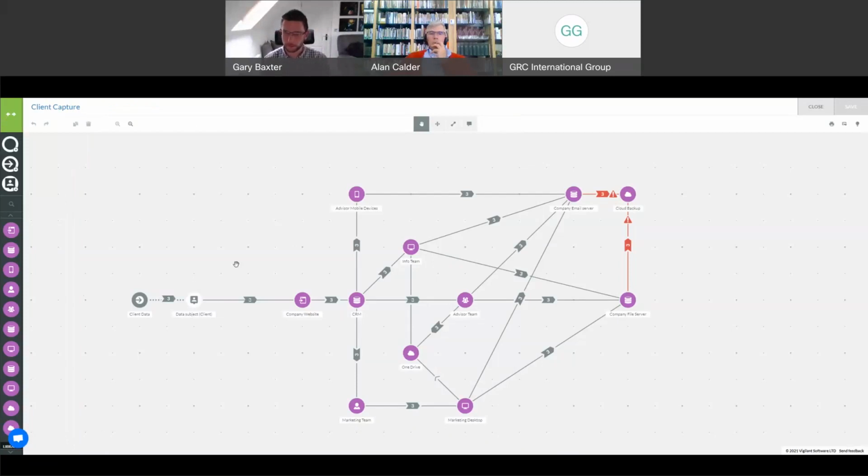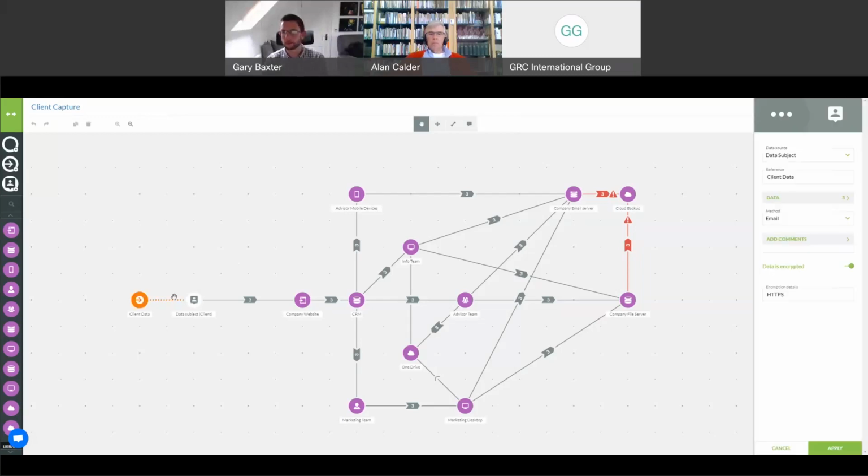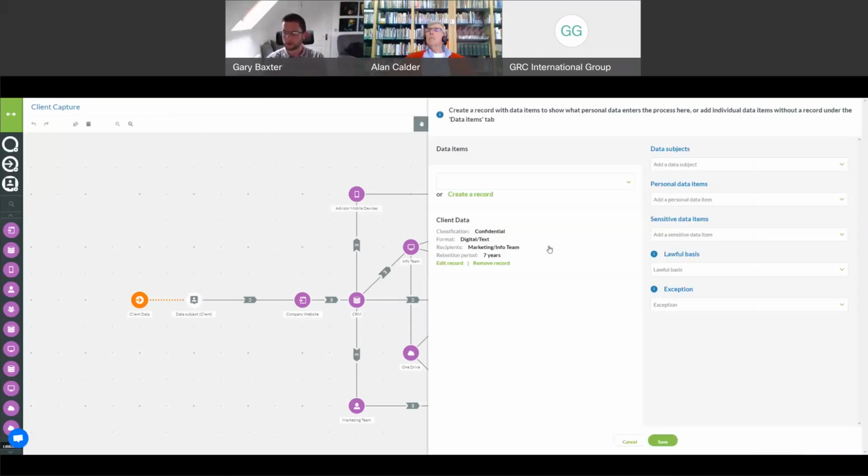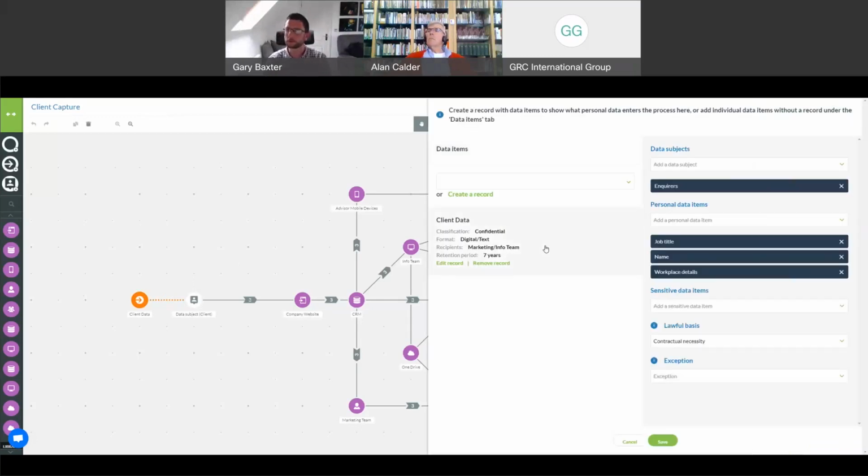Once the makeup of the process has been made, so we can see here that I've completed mine, we show where it's going through our organization, we can then start to show the data itself. So where is it coming from? Is it from a data subject? Is it from a broker? Is it from a third party? We can reference that information. We can create PII records. So the data subjects themselves, are they inquiries along with their personal data items? If there's sensitive information involved, what's the lawful basis behind it, and any exceptions you may need to be considering.